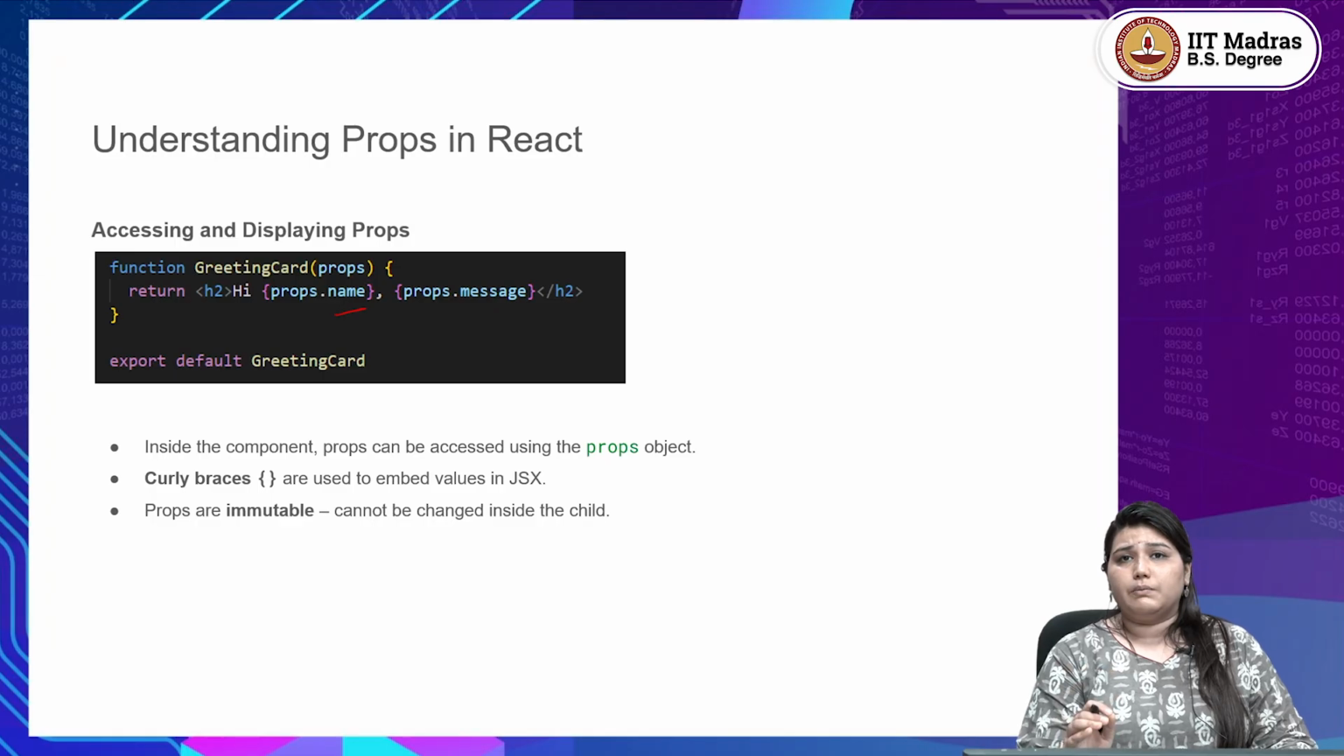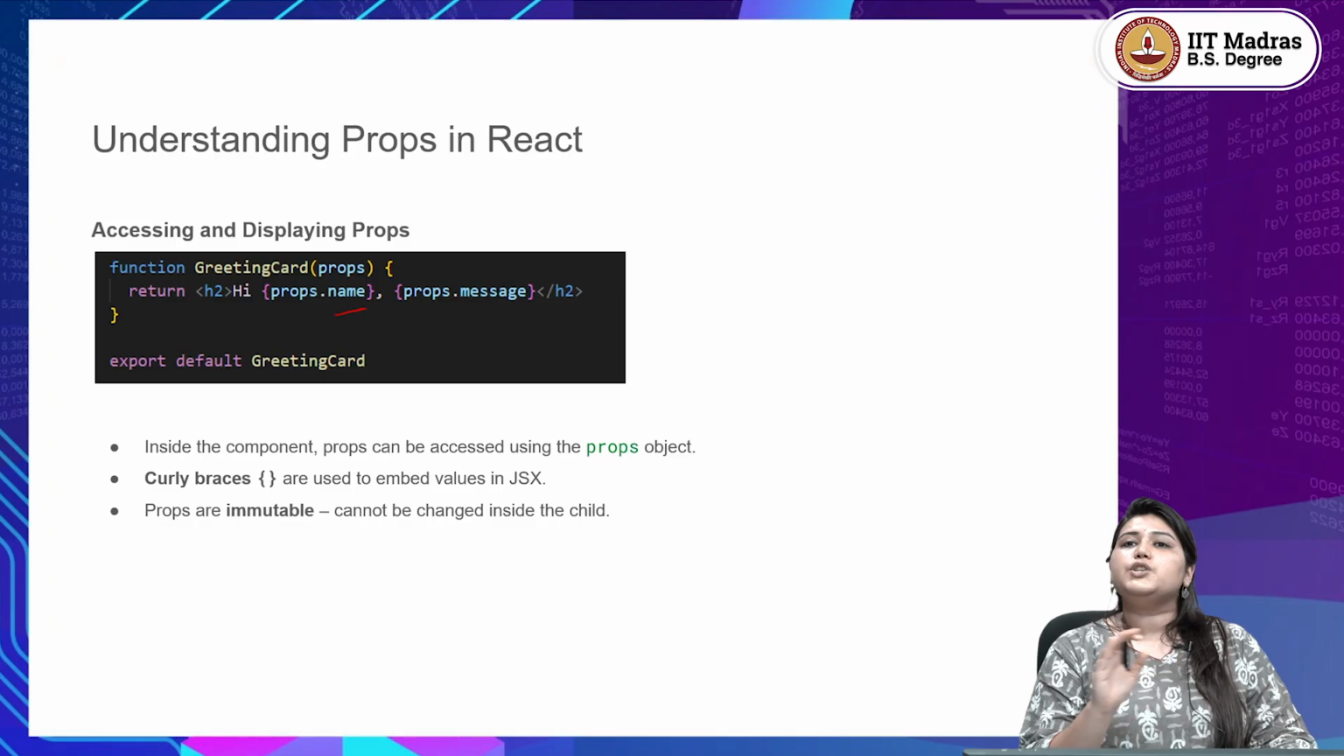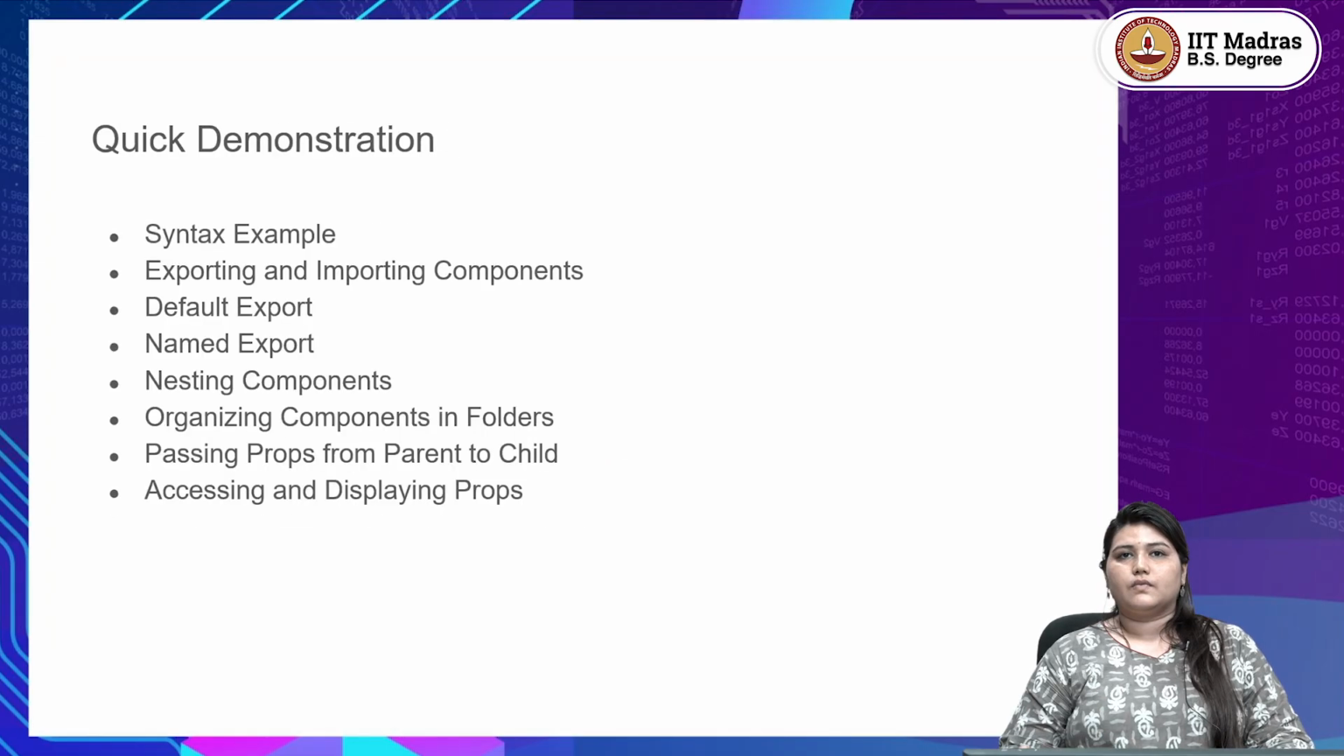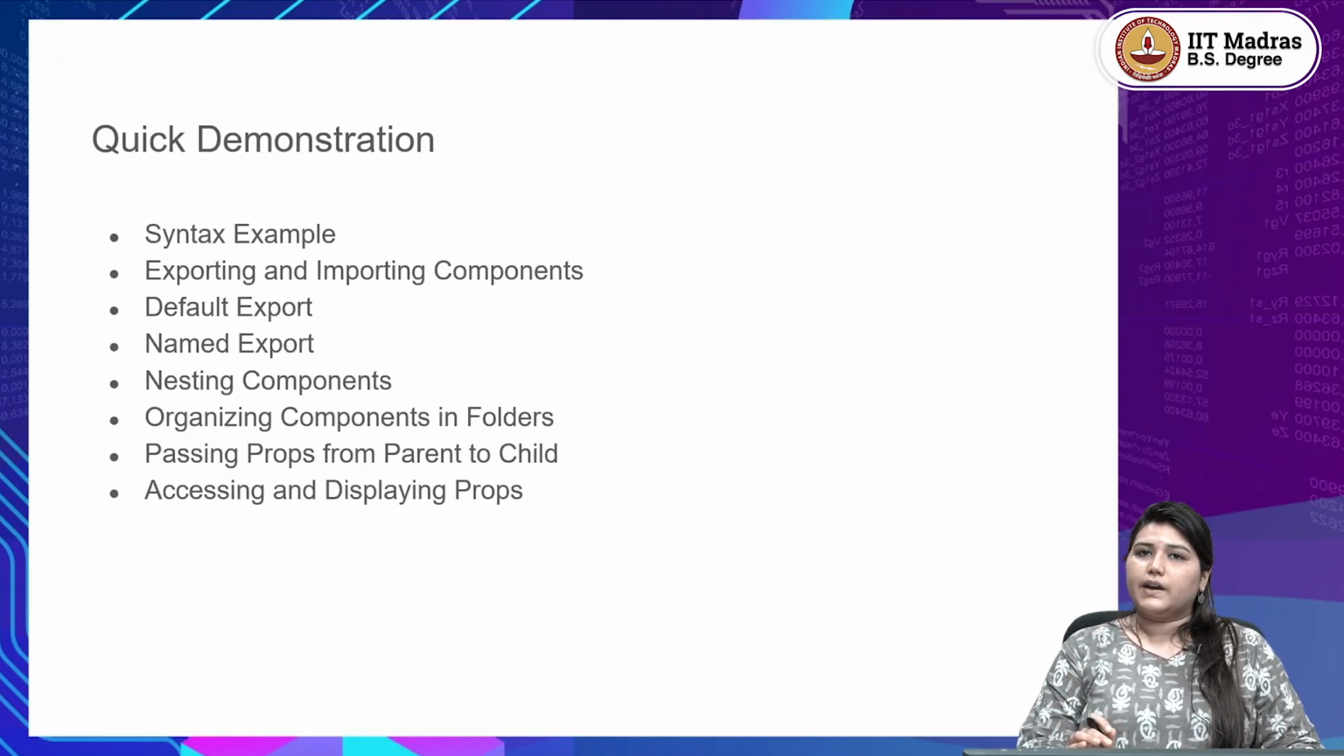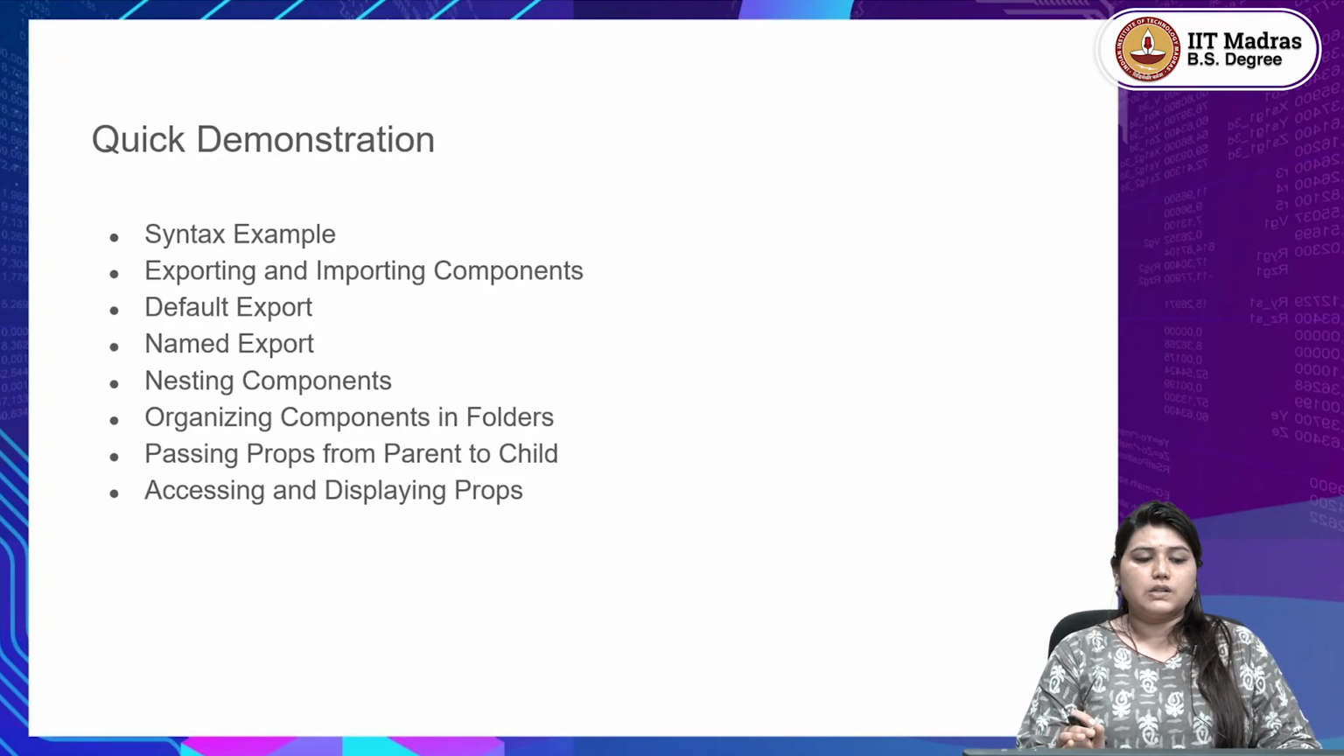One key thing to remember is that props are immutable. You should never try to change them inside the child component. If you need to update the data, that update should come from the parent component and be passed down again through props. Now, let's take a quick look at what functional components look like in practice.